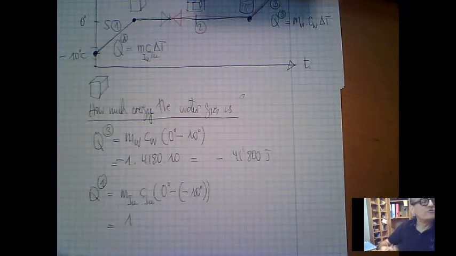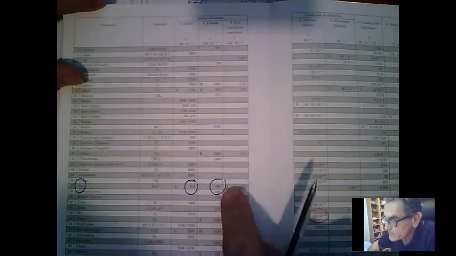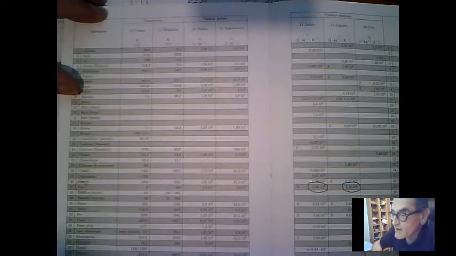Okay, where do you find the C of ice? You find it in the CRM table. Okay, here I'm not on the right page. But of course, ice is not a different substance. Ice as a substance is water. So we need to look under water.